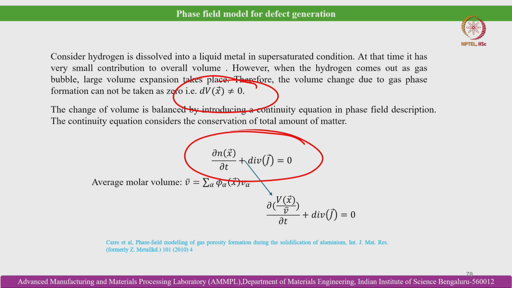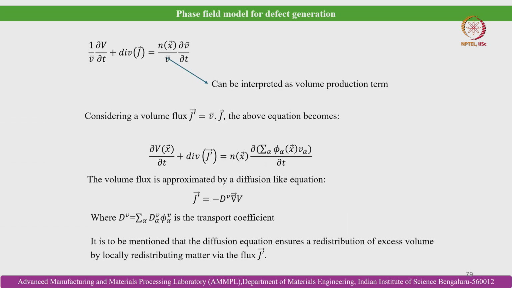Which gets further simplified. The above expression we can write as del/del t of (V x bar by V bar) plus divergence j bar is equal to 0. So here, 1 by V bar del V by del t plus divergence j bar is equal to n x bar by V bar del V bar by del t. So it can be interpreted as a volume production term.